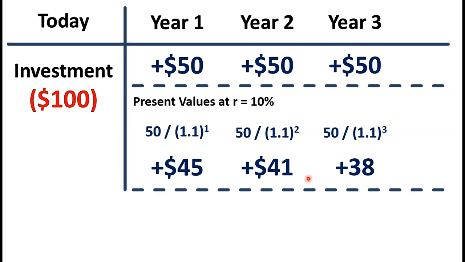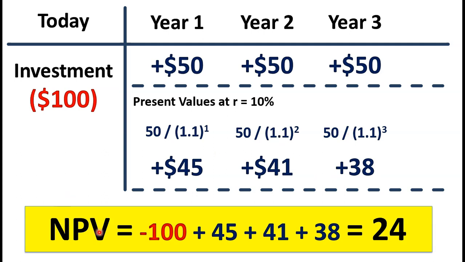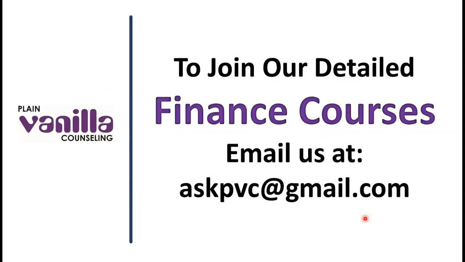Now what you do is you simply add them to calculate the NPV. So NPV is the initial investment, which is negative 100. Why negative? Because it is an outflow. This is what you are spending. So negative 100 plus $45 inflow in present value terms, plus $41 inflow in present value terms, plus $38 inflow in present value terms, that is, minus 100 plus 45 plus 41 plus 38 equals $24. So this $24 is your NPV. If NPV is positive, it means that you should invest. If NPV is negative, this means that you should not invest. So this is it about NPV.